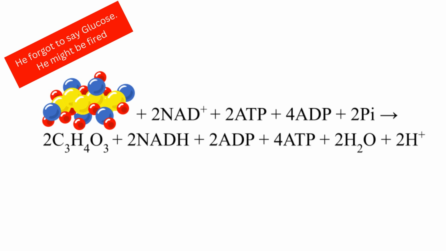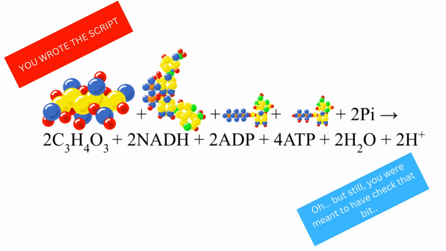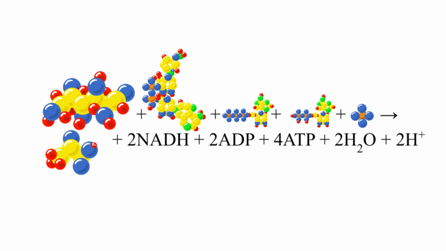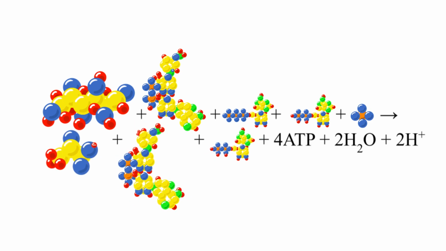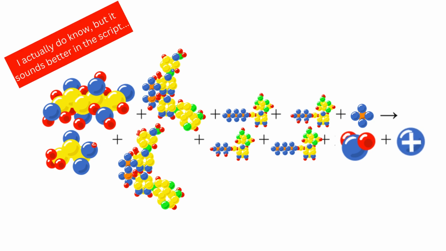In the reaction, you start with 2 NAD plus molecules, 2 ATP, 4 ADP, and 2 phosphate groups. After the reaction, you end up with 2 pyruvates, 2 NADH, 2 ADP, 4 ATP, 2 water molecules, and 2 protons. So that was a lot. What does any of that mean? I don't know. You probably don't know either, so let's figure it out.